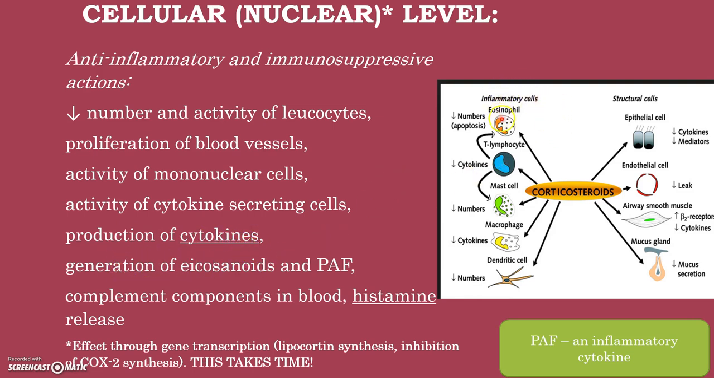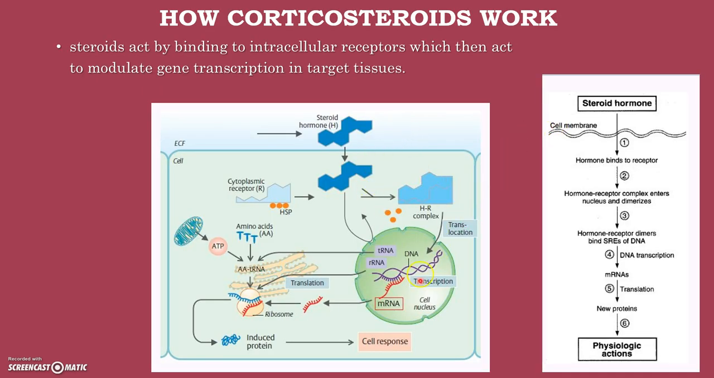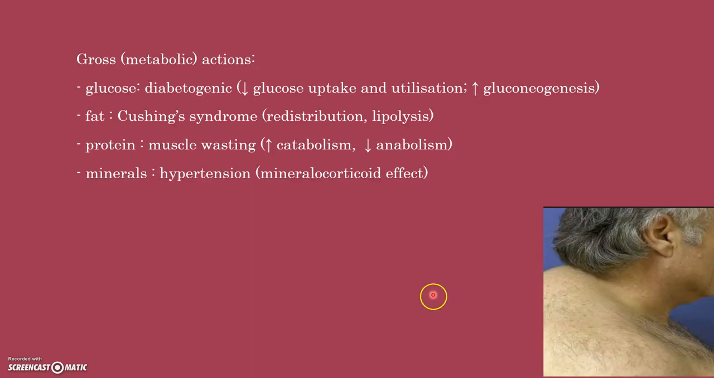Basically you can see the reduction in the number of eosinophils, T lymphocytes, reduction in the macrophage numbers, reduction in cytokine numbers, and also reduction in the numbers of dendritic cells. So this will again take some time for this effect to be seen, because you have to go through all of this to get the response, so it will be a delayed response.